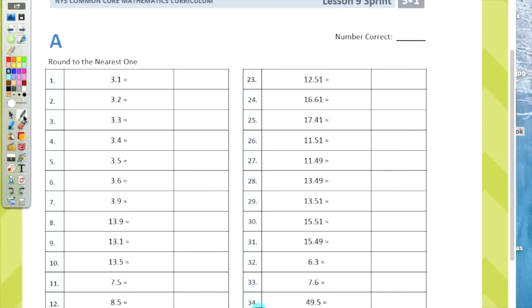0 to 4, the number stays the same. 5 to 9, add 1 is the game. Okay, write that down and you're going to see what it means.